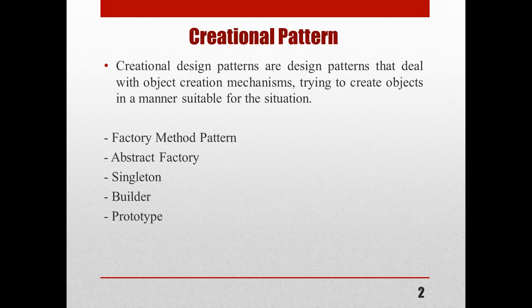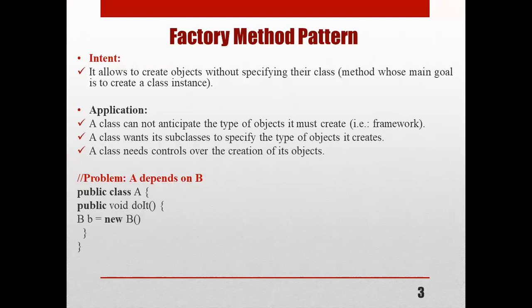Okay. So first we will see factory method pattern. What is the intent of that pattern? It allows us to create objects without specifying their class. Without specifying their class, we are going to create the object. That means it is a method whose main goal is to create a class instance.